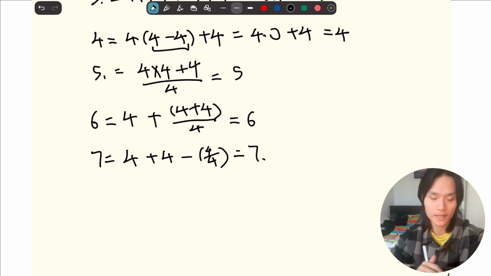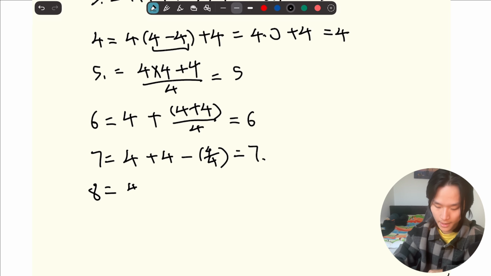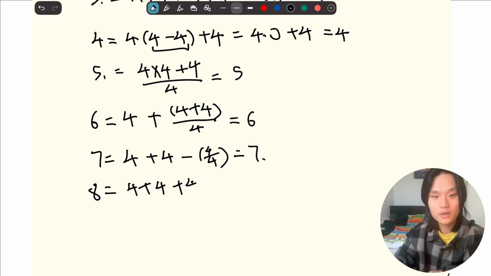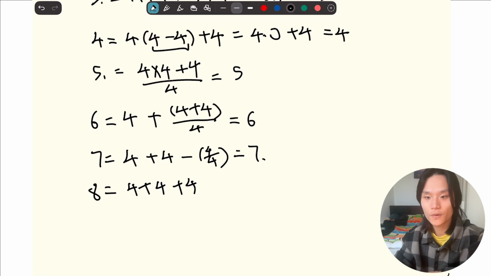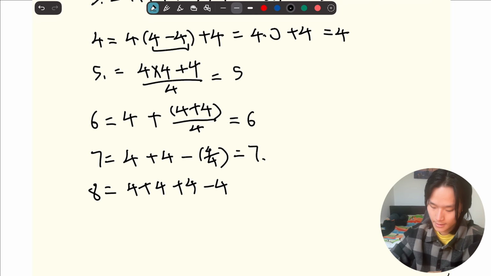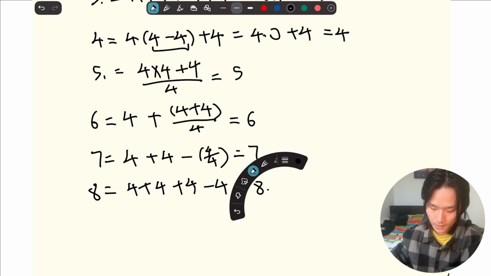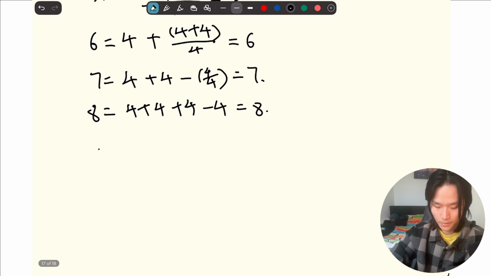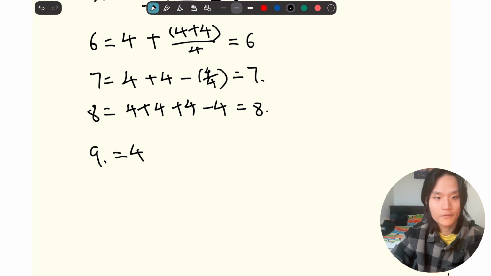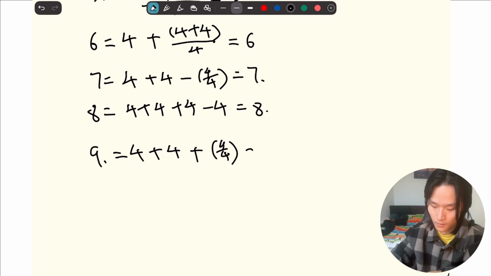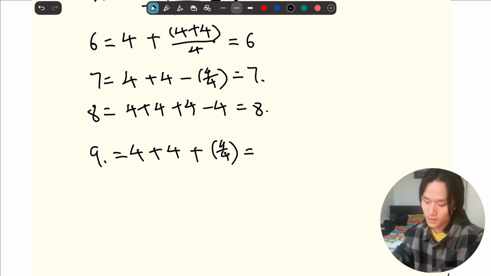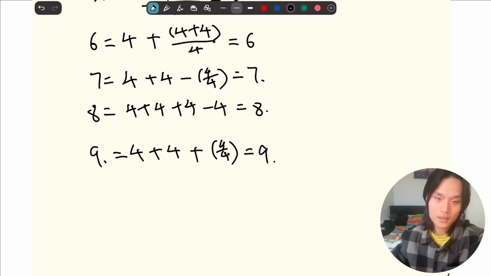What about number 8? I think number 8 is quite easy. You just add up the three 4s, and then 12, 12 minus 4, and that is just number 8. Okay, so number 9 again, we have 4 plus 4 plus 4 divided by 4. Well, here is just 8 plus 1, and that is 9.